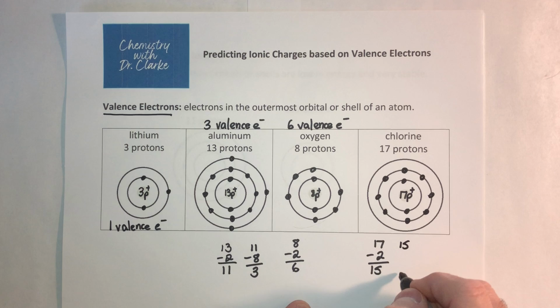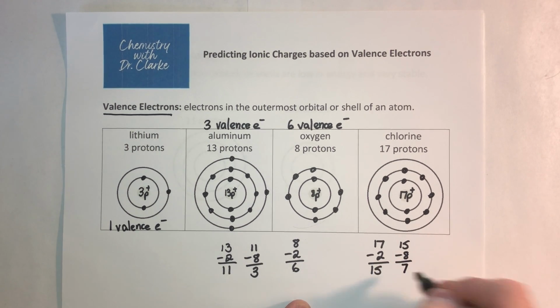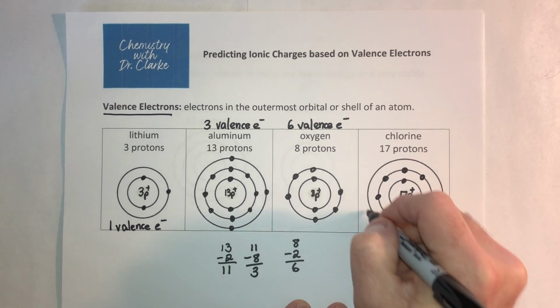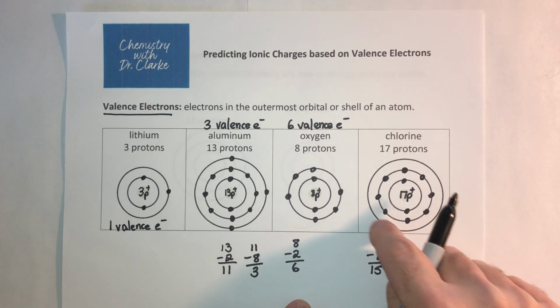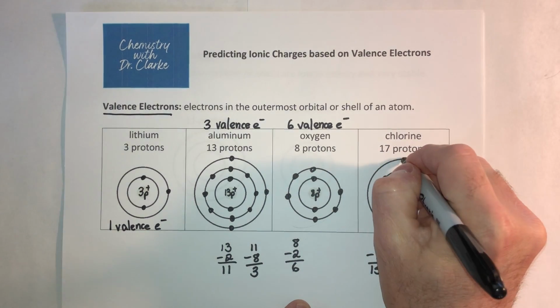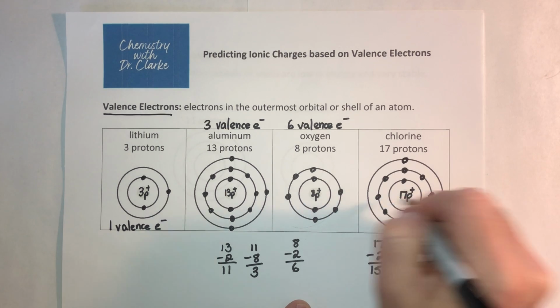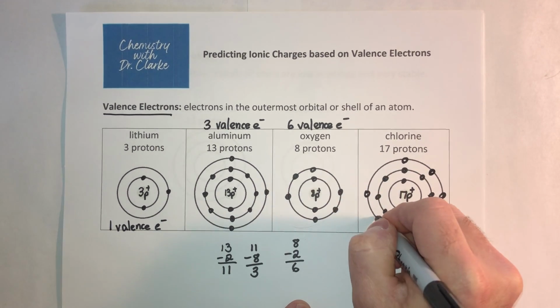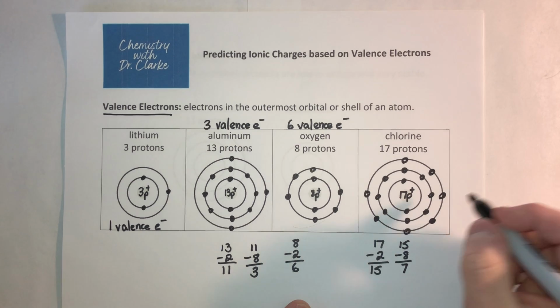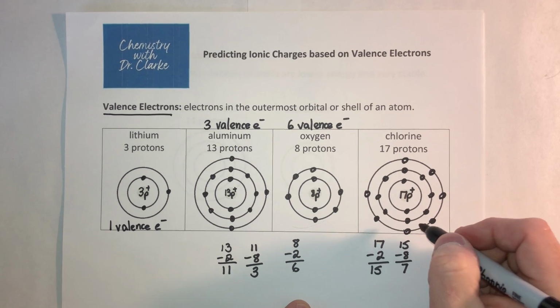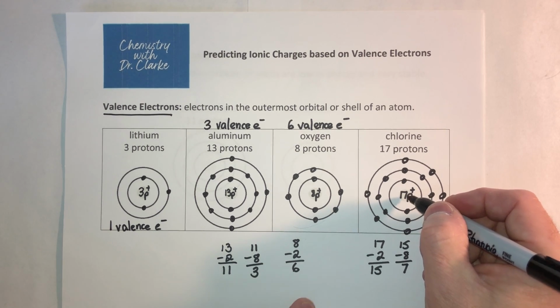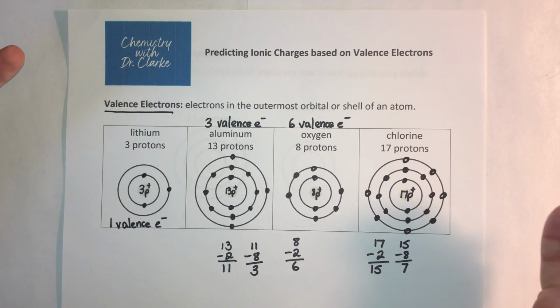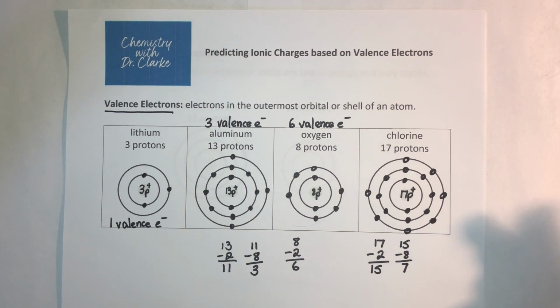So I had 15 left. I've just used up 8 more, so I'm down to 7. This next orbital can hold 8, but I've only got 7 left. So I can fit all 7 of those in this outermost ring. 1, 2, 3, 4, 5, 6, 7. So if we were to count all of the electrons, I would have a total of 17 electrons because you have 17 protons. And in an atom, you have to be electrically neutral, right? The total number of protons has to equal the total number of electrons.